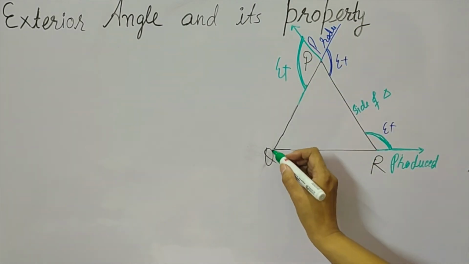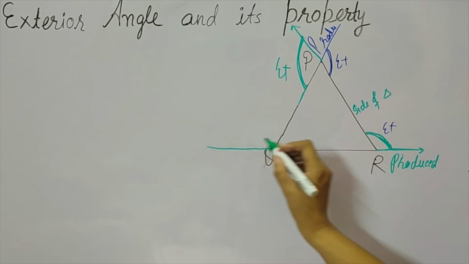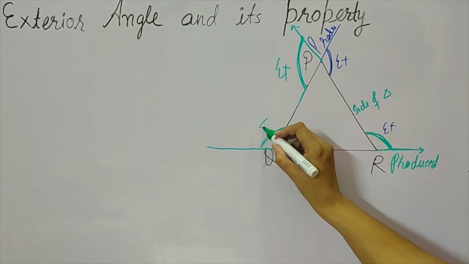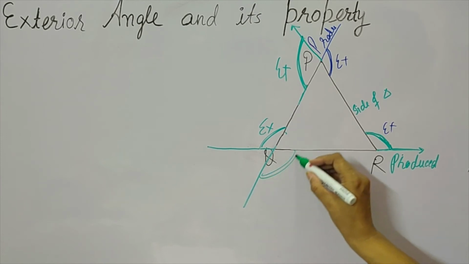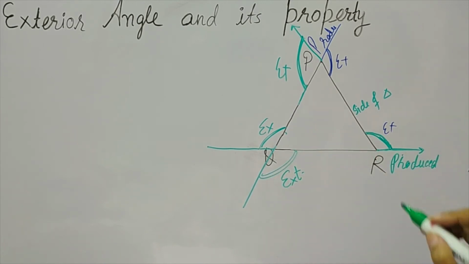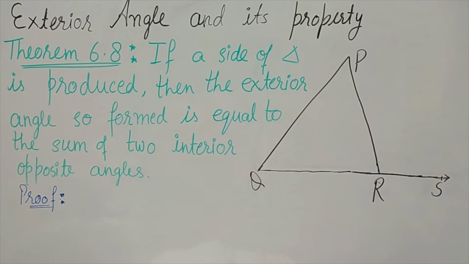In the same way at point Q, one is produced and one is a side of the triangle. This is exterior. This is known as an exterior angle of the triangle. So in any triangle, how many exterior angles can be obtained? Altogether 1, 2, 3, 4, 5, 6 exterior angles are there for a triangle. Let us see the exterior angle property.